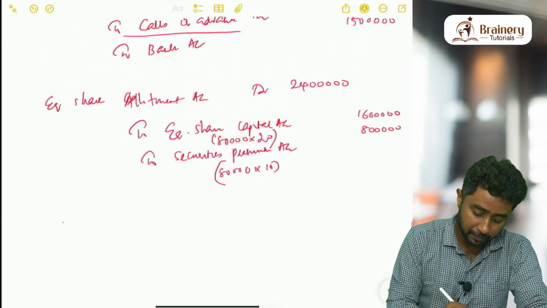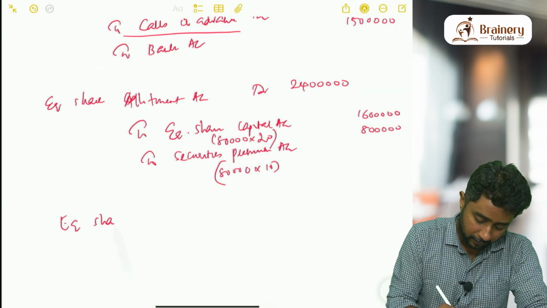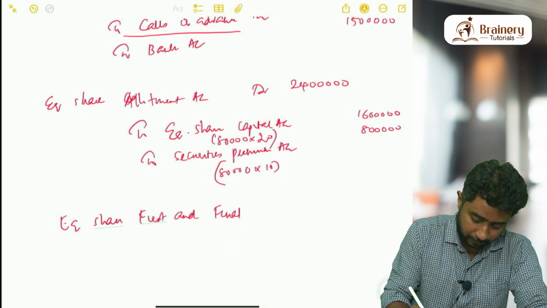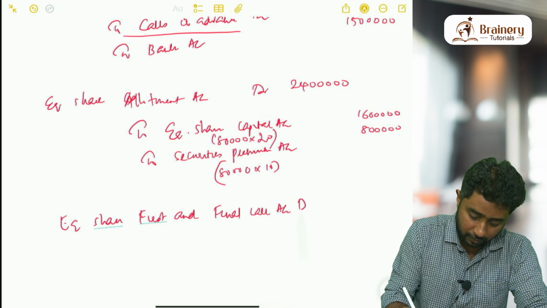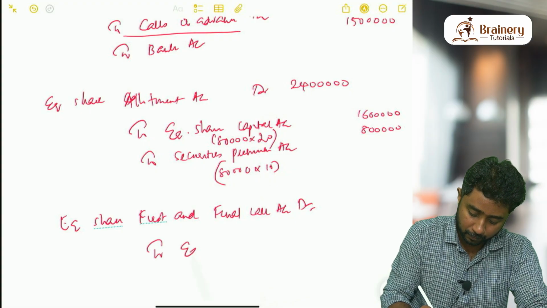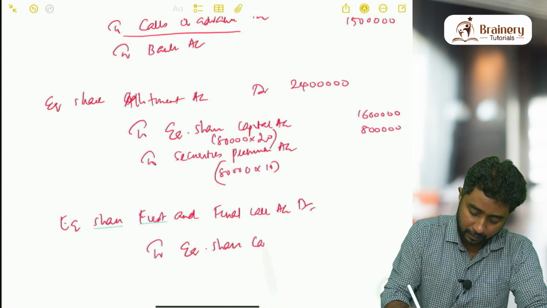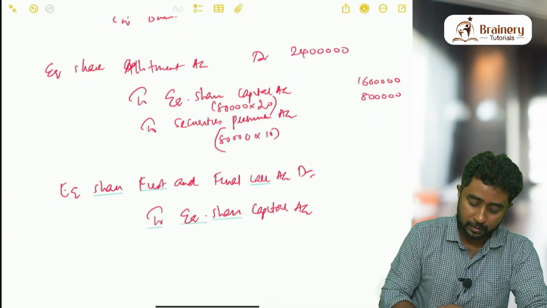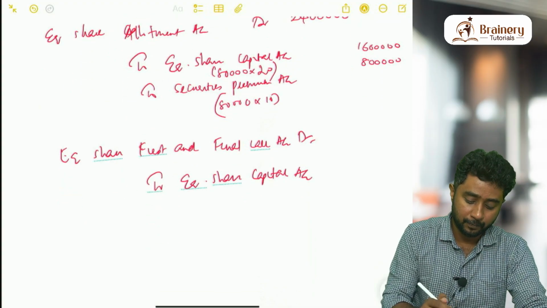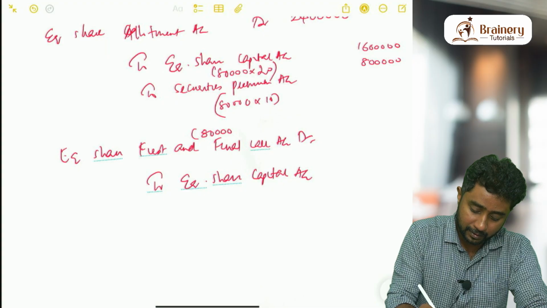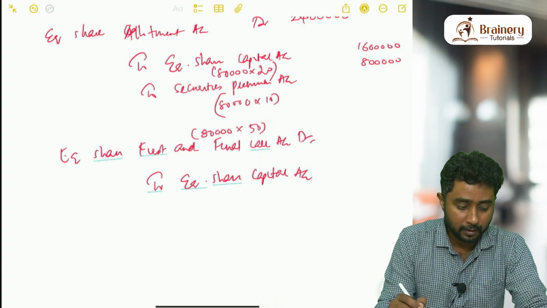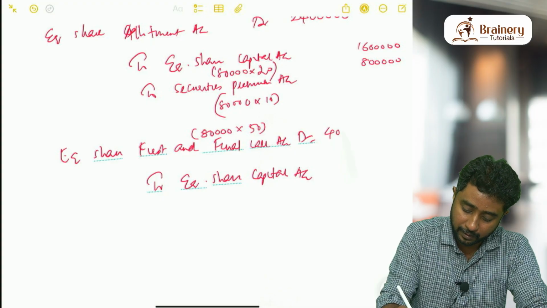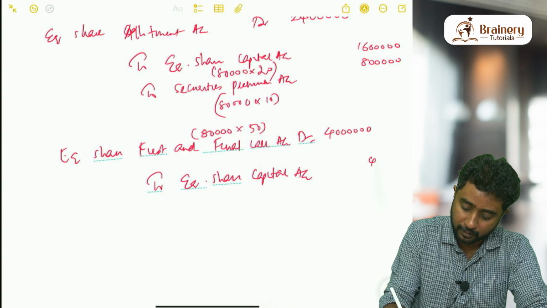Now next entry will be equity share first and final call account debtor to equity share capital. Equity share capital account. So equity share first and final call account, how much we need? We need 80,000 shares, 50 rupees. So we need 80,000 into 50, which will give us 40 lakhs. That 40 lakhs will be mentioned here.